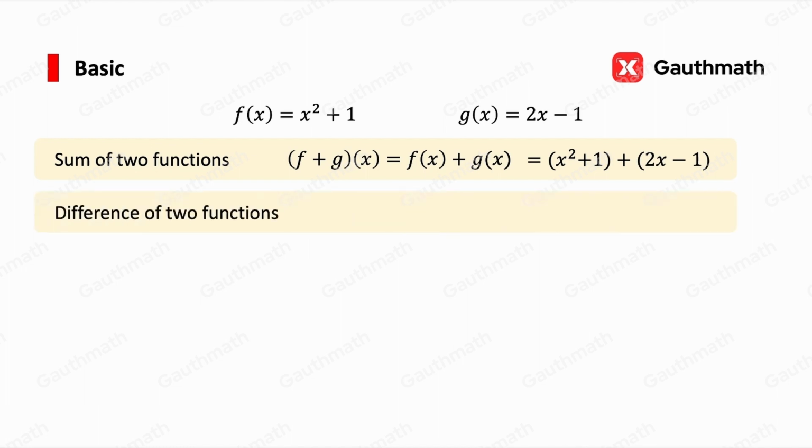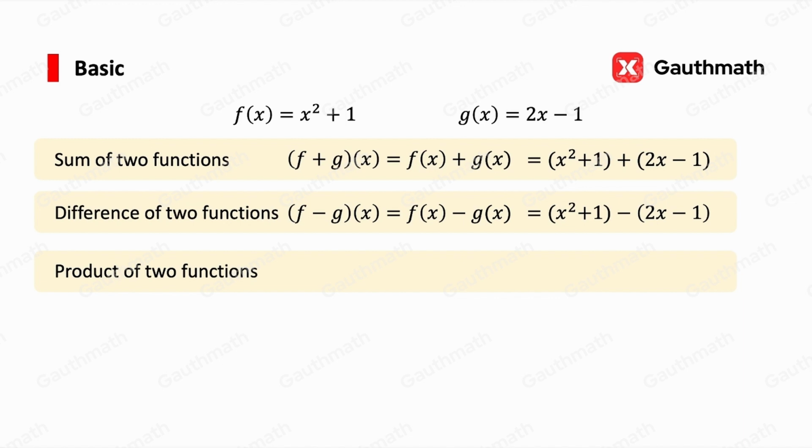And the difference of two functions, denoted by (f minus g)(x), is f(x) minus g(x), which is x squared plus 1 minus (2x minus 1). And the product of two functions, (f times g)(x), is f(x) times g(x), and that equals (x squared plus 1) times (2x minus 1).